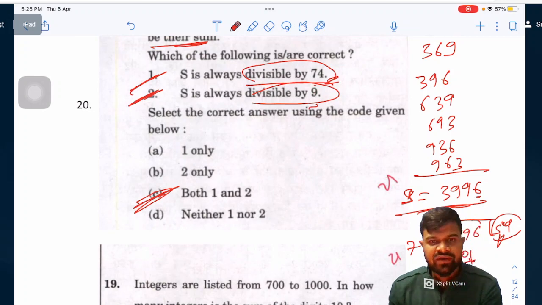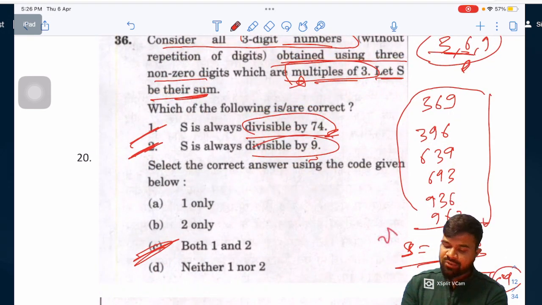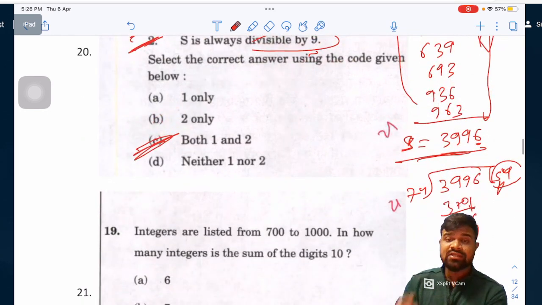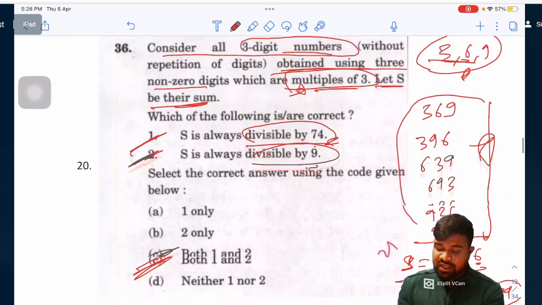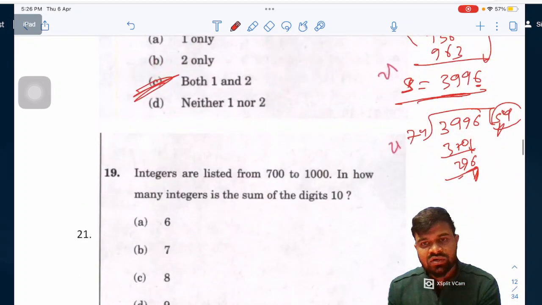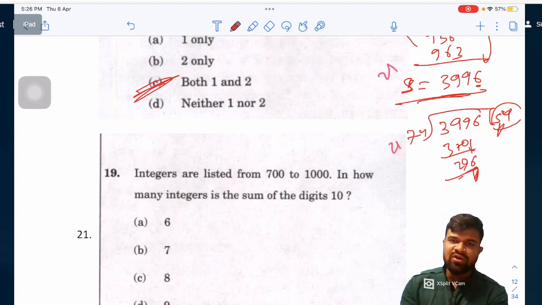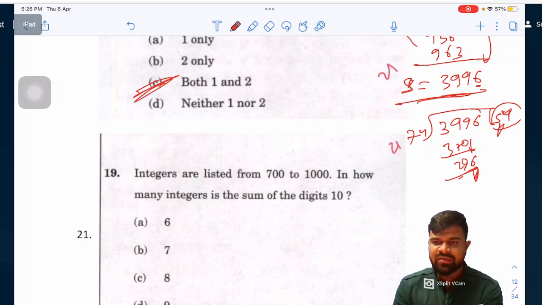This is the way to proceed with these questions. What we have done is find the multiples of 3 that are single digit, create all the possible three-digit numbers, and take their sum. Another question in 2022, the 1 to 3 one, was also on similar lines. So this is how the question is repeated. The exact question may not be the same, but this is how questions are repeated.